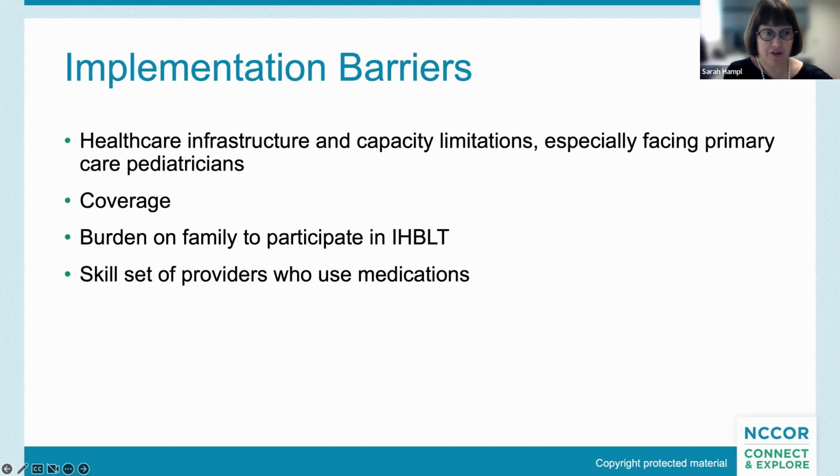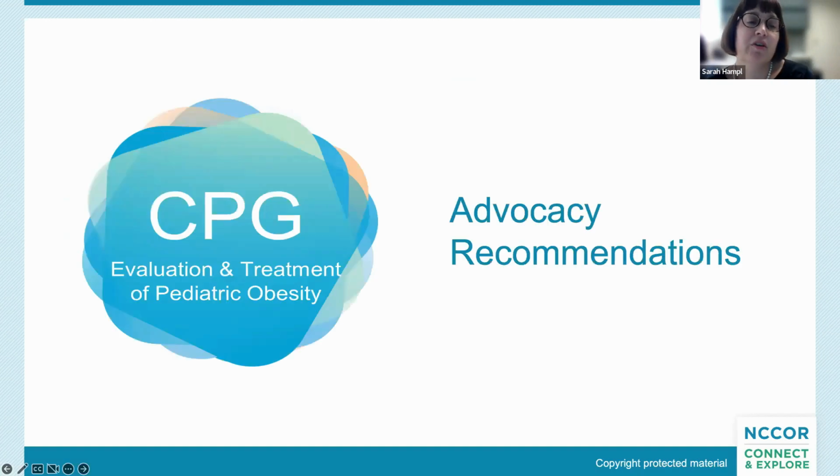And certainly implementation barriers, of which there are many. A few are listed here. Let's go on to the next slide. So what are our advocacy recommendations? We know that much remains to be done in order to increase the availability of recommendations and recommended care for children and adolescents, for the CPG to be implemented successfully, and for all children with obesity to have access to the best available treatment. So let's go on to the next slide.